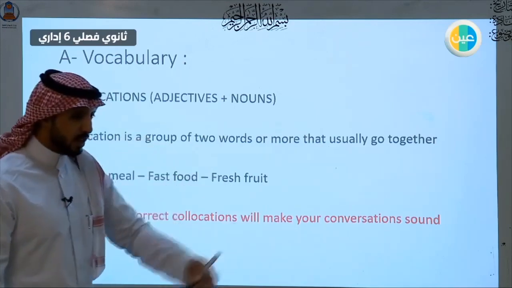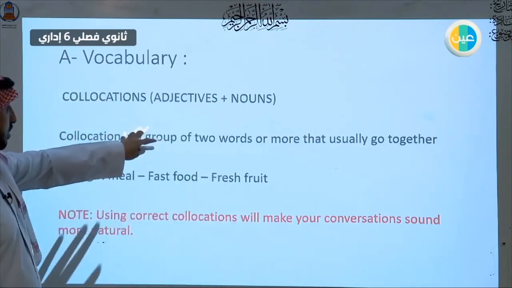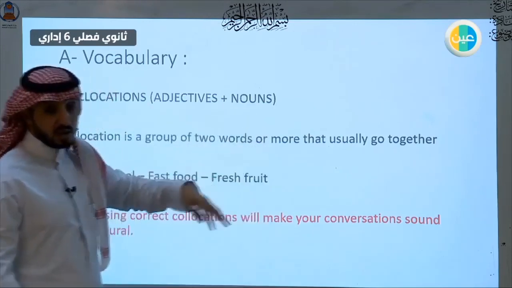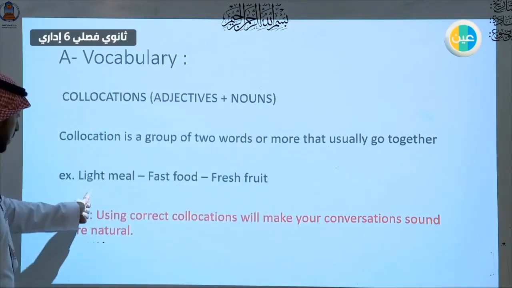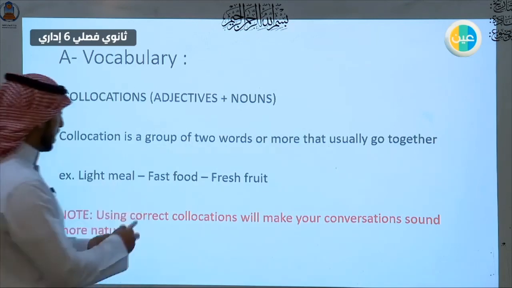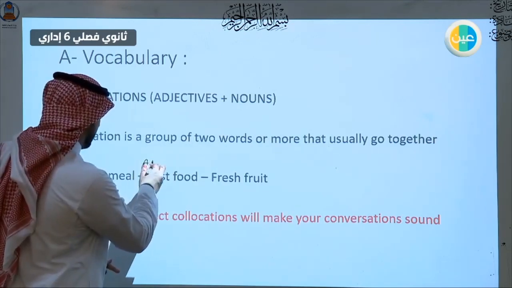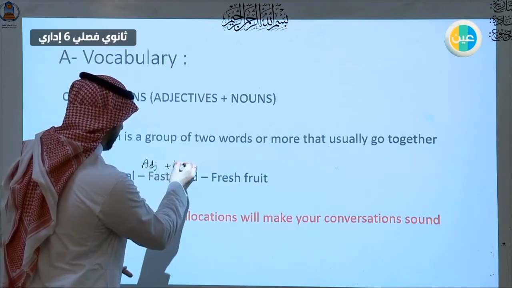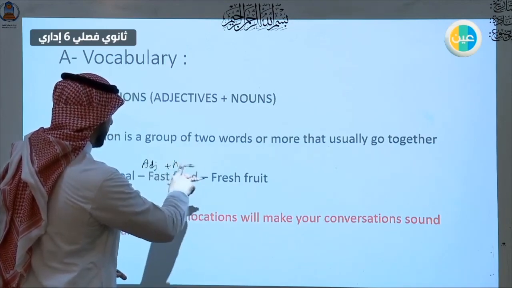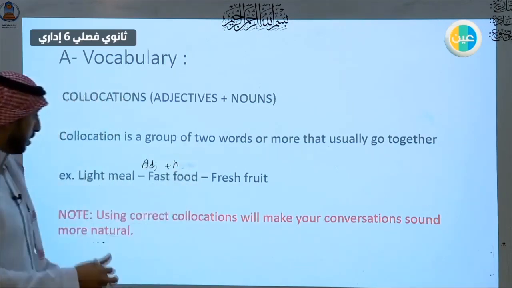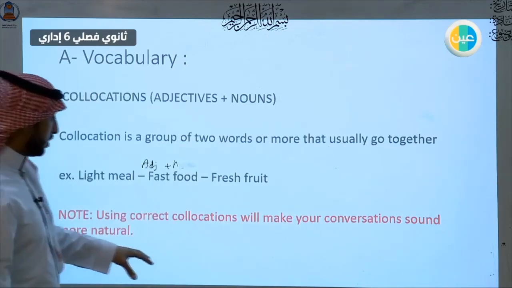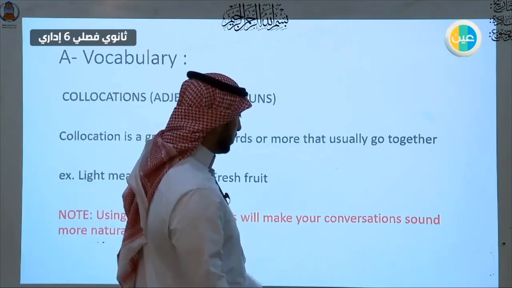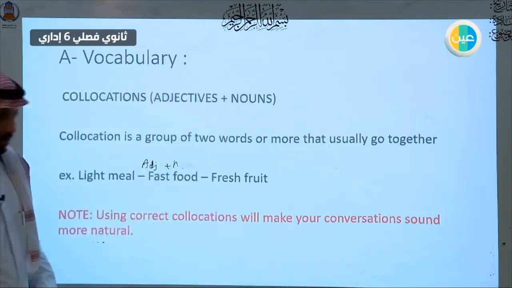So there are many of them, but here we're focusing on adjective plus noun. Here an adjective, here a noun. Or you can say it as n for noun, this is the abbreviation. And then etc. Note: using collocations will make your conversations sound more natural.